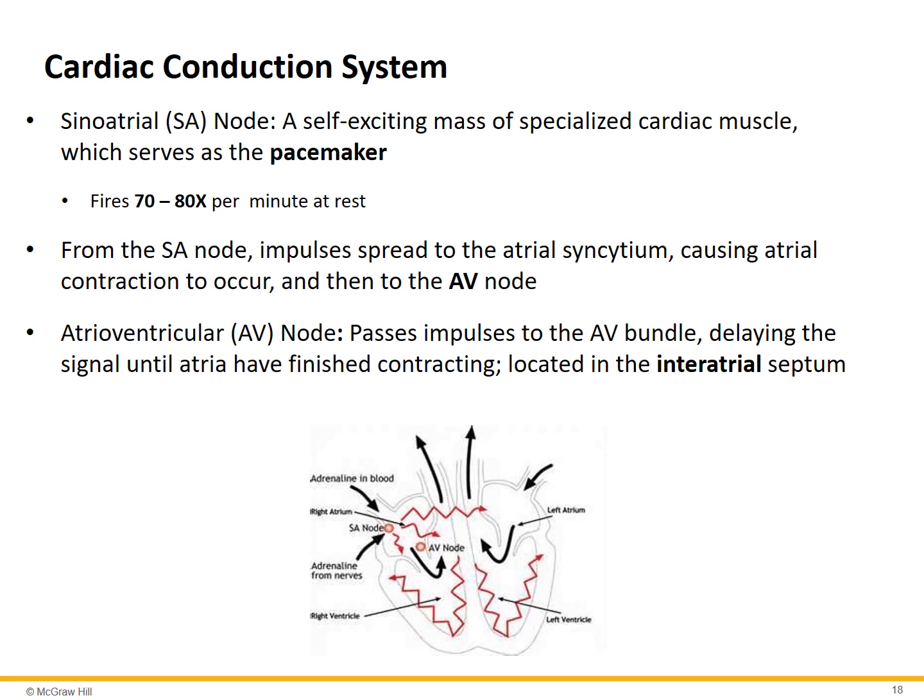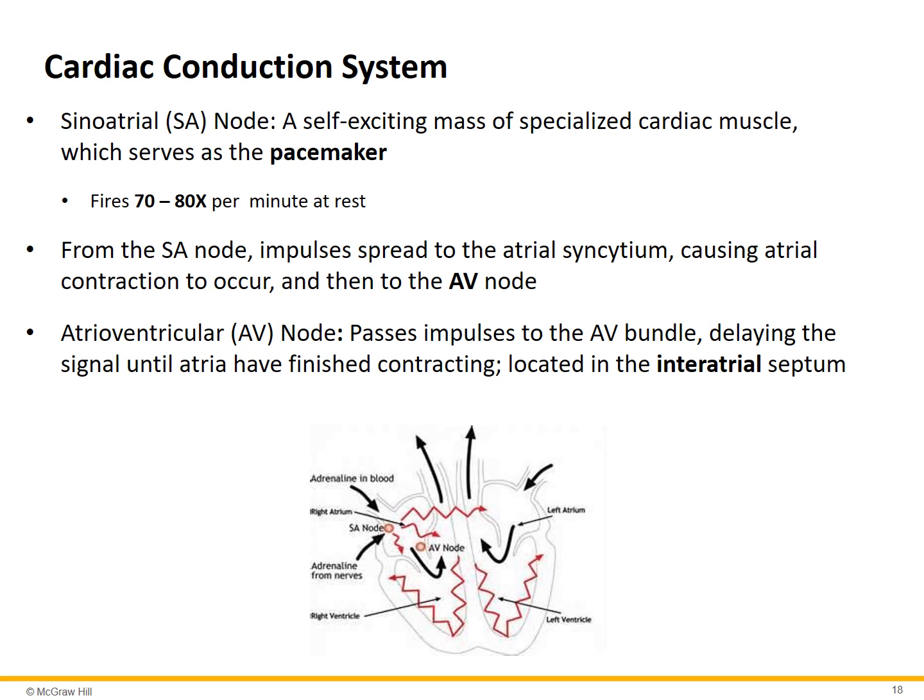Atrioventricular node. And what this does is it passes the signal to the AV bundle, and this causes a very, very short millisecond pause, right? Because you don't want the ventricles to start contracting until the atria have finished contracting. And this AV bundle is located in the interatrial septum.